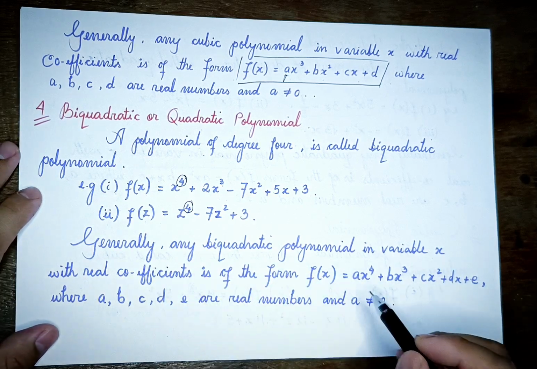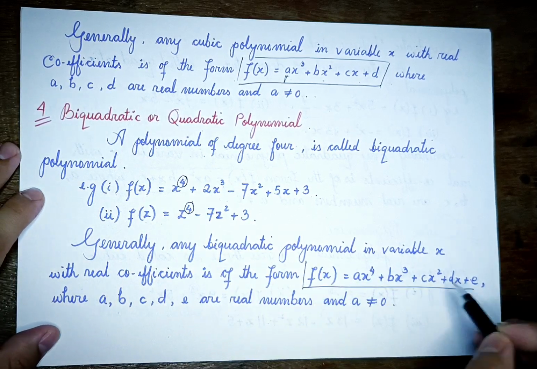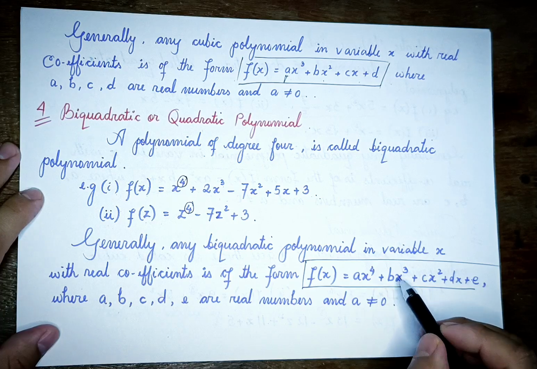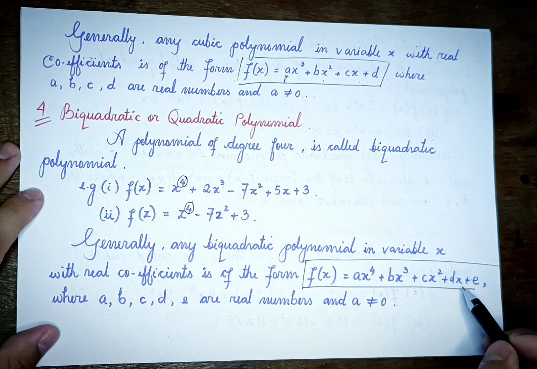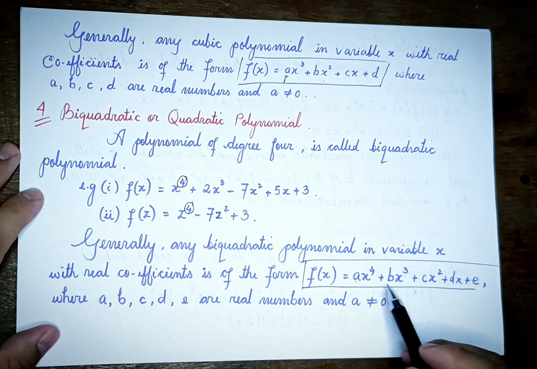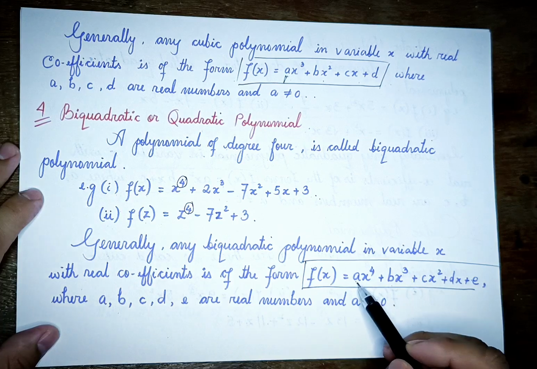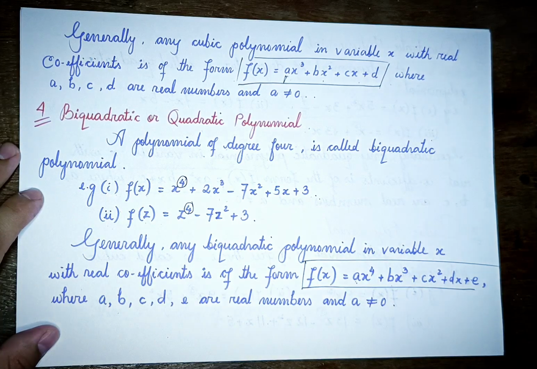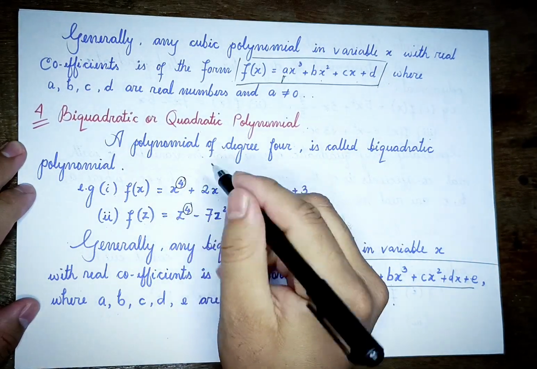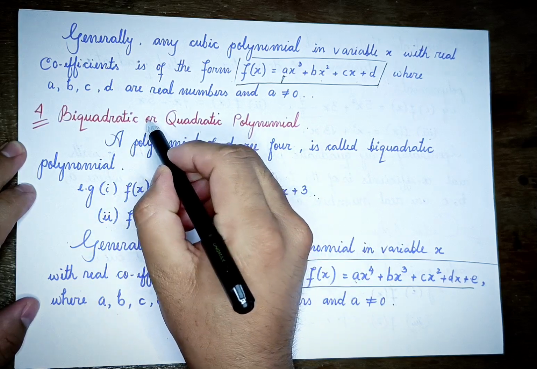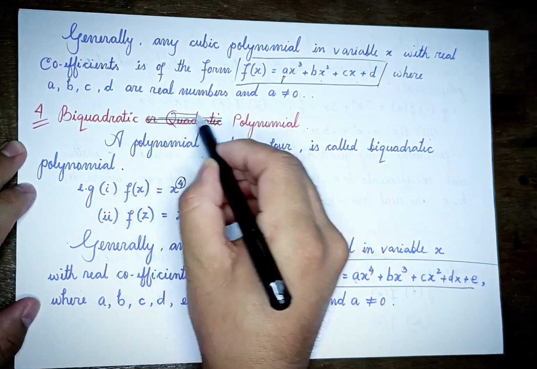Here every biquadratic polynomial is of the form ax to the power 4 plus bx cubed plus cx squared plus dx plus e, where a, b, c, d are real numbers and this a must not be equal to 0. This must be named only as biquadratic, not a quadratic one.